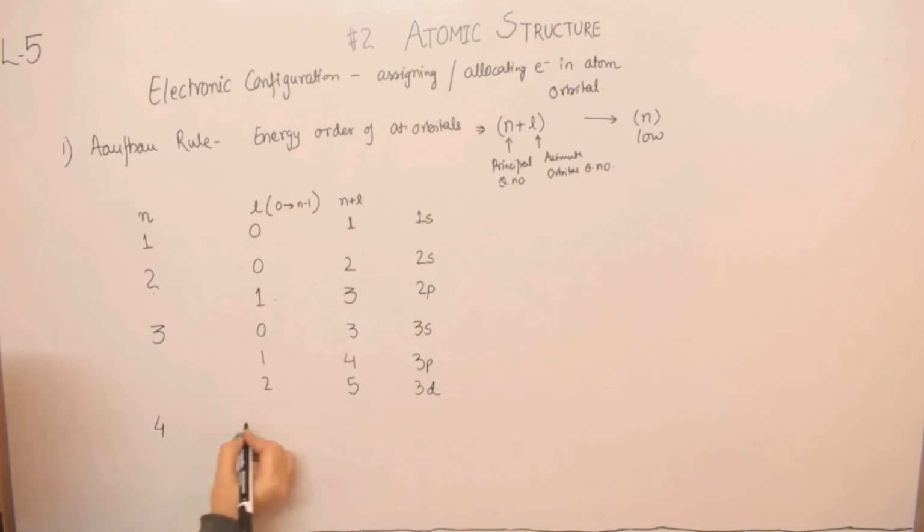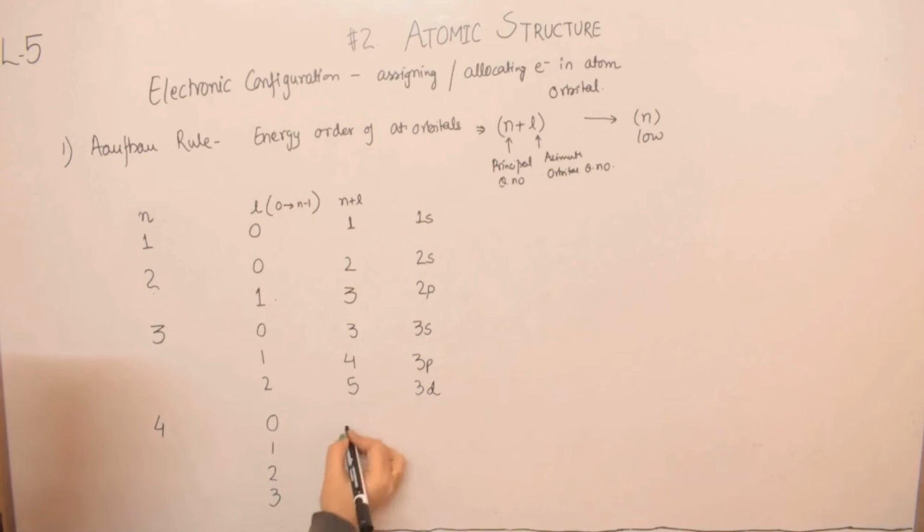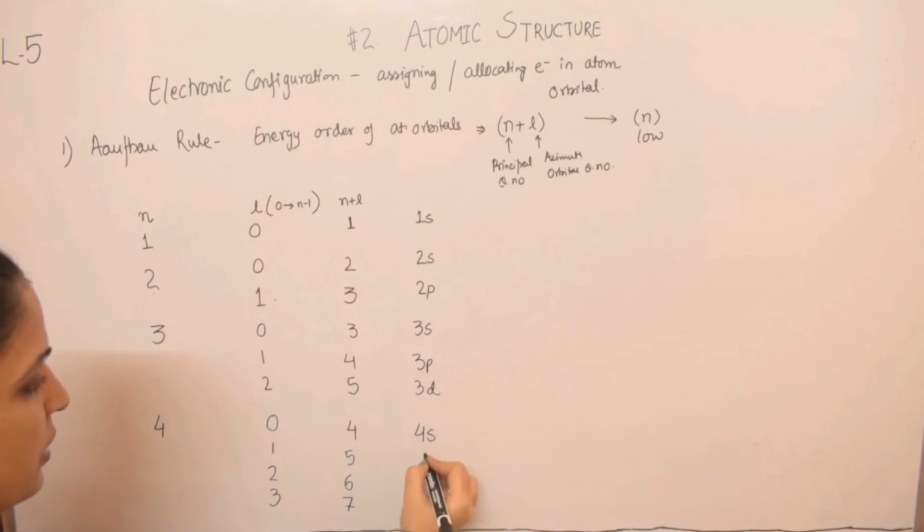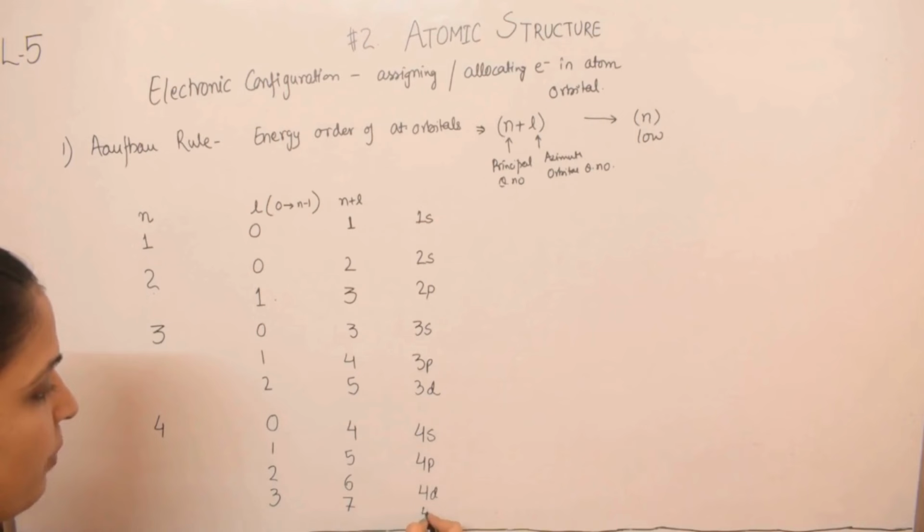Similarly, let us see 4. We'll have 0, 1, 2, 3. This is 4 plus 0, 4 plus 1, 4 plus 2, 4 plus 3. This is represented as 4s, 4p, 4d, and the next alphabet is 4f.